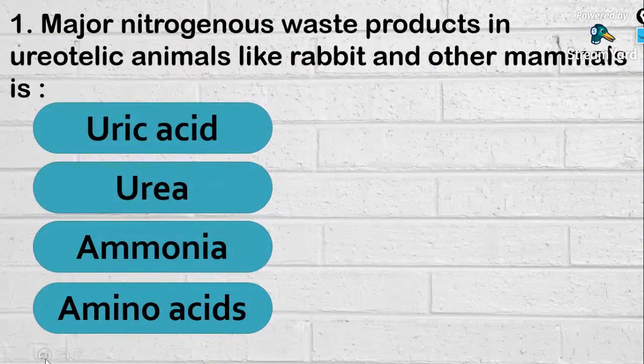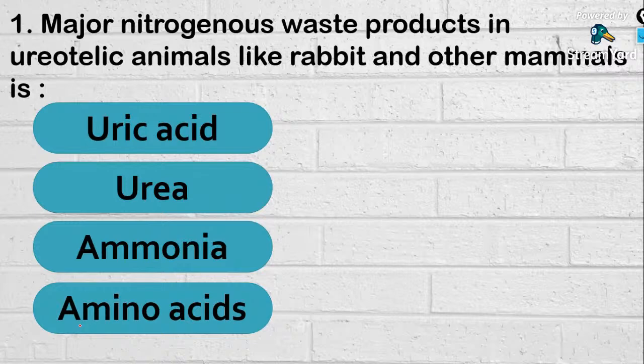Major nitrogenous waste products in uricotelic animals like rabbit and other mammal is? Comment me the answer: uric acid, urea, ammonia, or amino acid. Shraddha, you can take the screenshot for this along with the answers also. Major nitrogenous waste products in uricotelic animals like rabbits and other mammal is? I'll give you 10 seconds for answering this question.